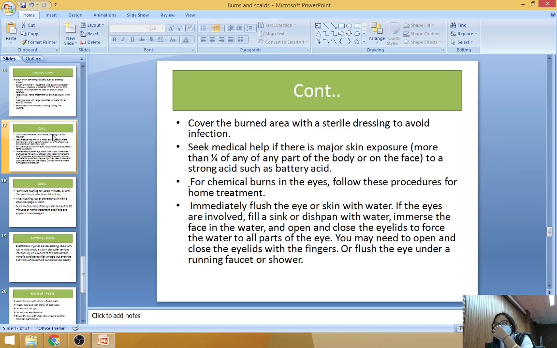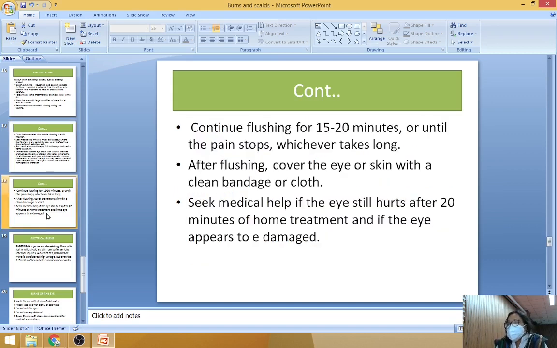For chemical burns in the eyes, follow these procedures for home treatment. Immediately flush the eye or skin with water. If the eyes are involved, fill a sink or dish-pan with water. Immerse the face into the water and open and close the eyelids to force the water to all parts of the eye. You may need to open and close the eyelids with the fingers or flush the eye under a running faucet or shower. Continue flushing for 15 to 20 minutes or until the pain stops, whichever takes longer.